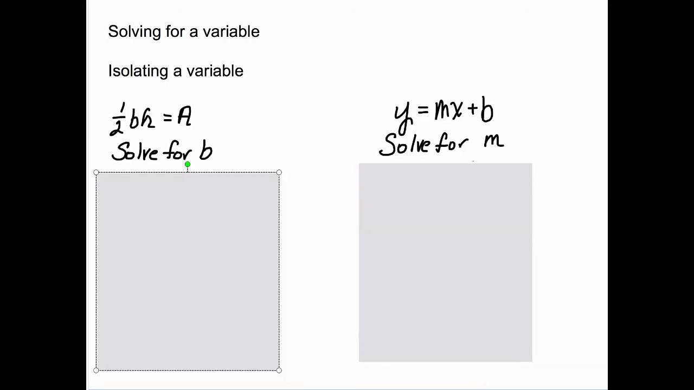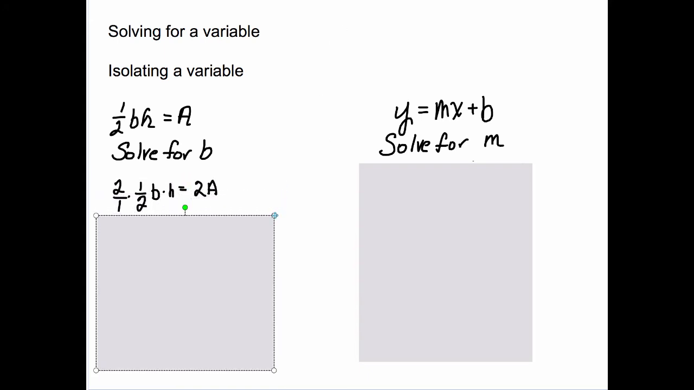Okay, in this example we're going to solve the formula for the area of a triangle, A equals 1/2 BH, for the variable b. And here's how that works. The first step is going to be to clear that 1/2. So we'll multiply both sides of the formula by 2, or 2 over 1, and that'll clear the fraction. So 2 over 1 times 1/2 BH equals 2A. And 2 and 2 over 1 are pretty much the same thing, and these two will cancel each other. So on the left we have b times h equals 2A.